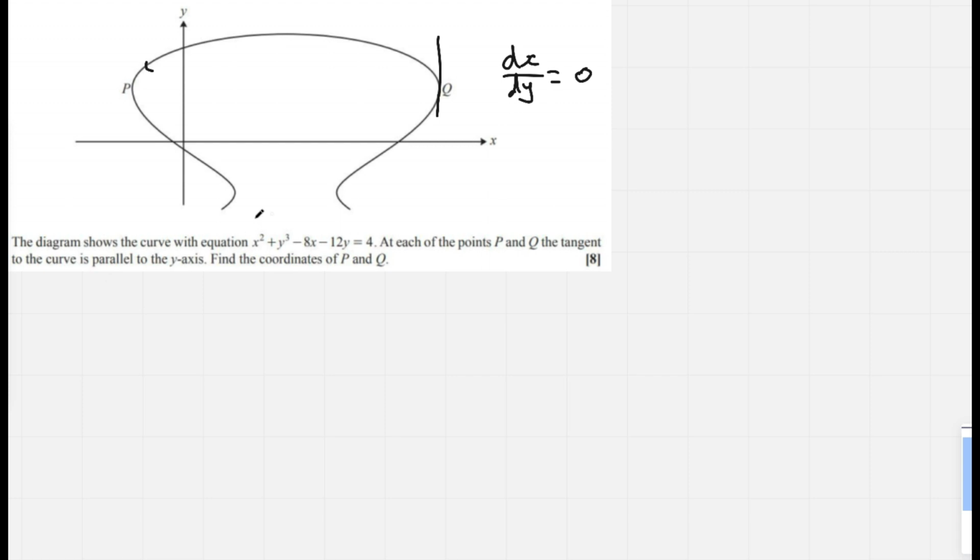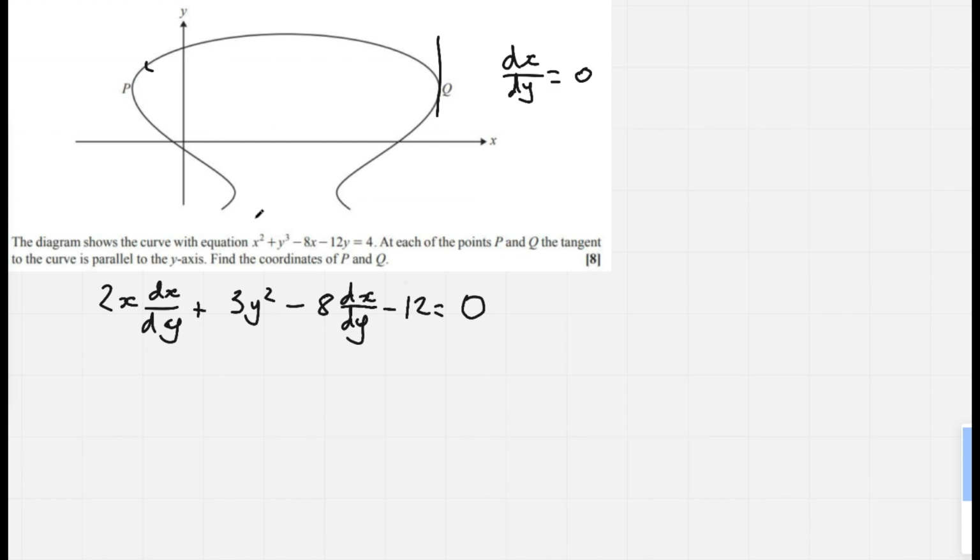So whenever I differentiate x, I'm going to times it by dx/dy, so it's doing it sort of the other way around. First of all, I get 2x dx/dy, plus 3y squared. I don't need to times it by dx/dy because I'm differentiating y. Minus 8 dx/dy, and finally minus 12, and that's equal to 4. Well, the 4 differentiates to 0, my bad.